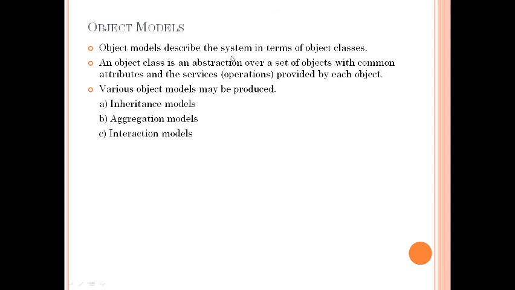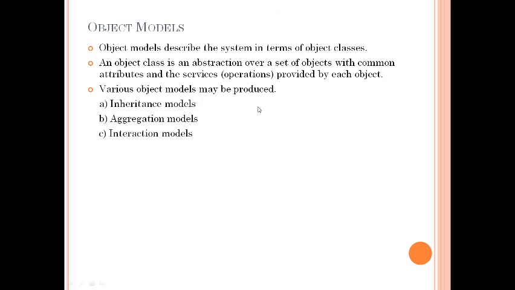The requirements collected must be divided into objects and classes. So what is this object? As the definition says, an object class is an abstraction over a set of objects with common attributes and the services provided by each object. As we already learned in some other subjects, we need to go for the classes and for the abstraction.